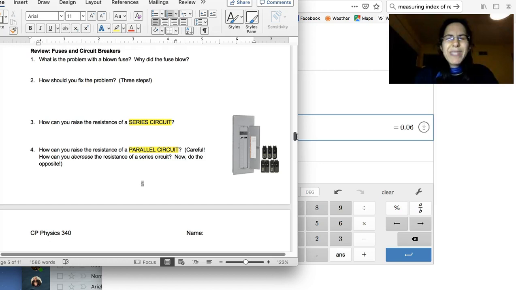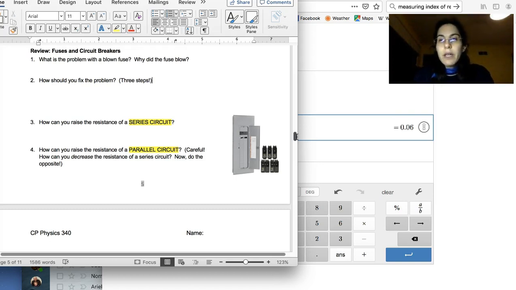How do you fix the problem? Step 1, turn it off. Step 2, lower the current. How do we lower the current? By increasing the resistance. Now we can be more specific than we could last week. Now we have great ways to increase the resistance. I mean, you could, of course, take a chainsaw to your appliance and put in more resistance bodily.